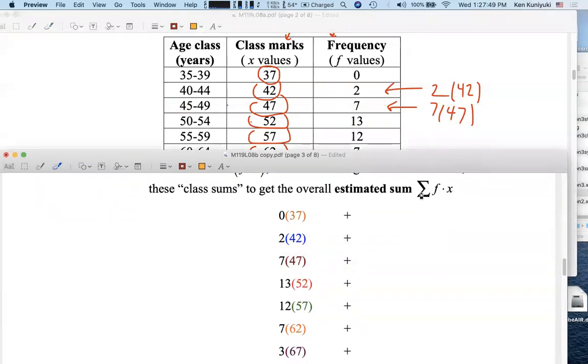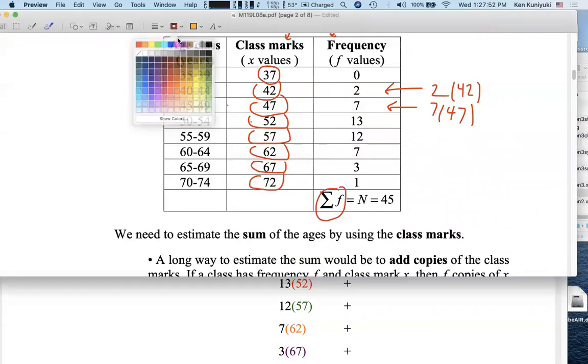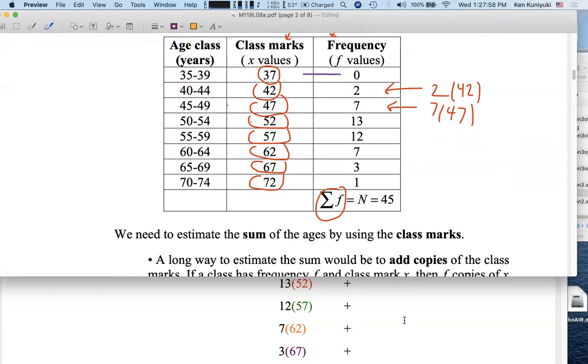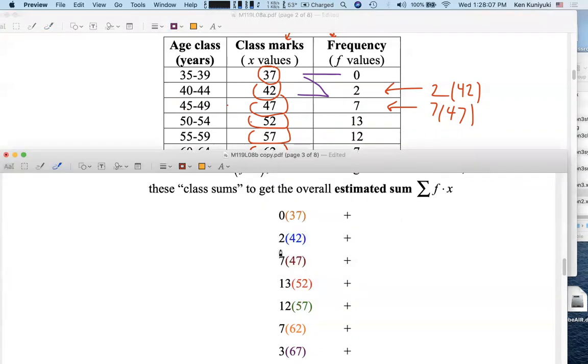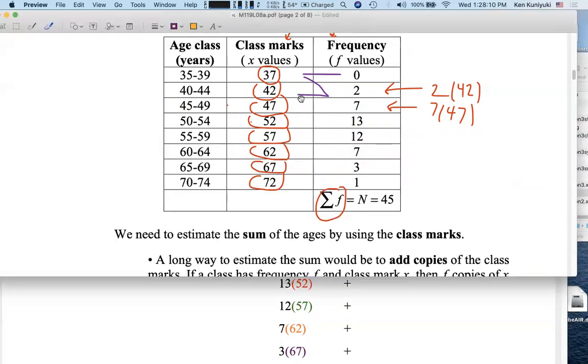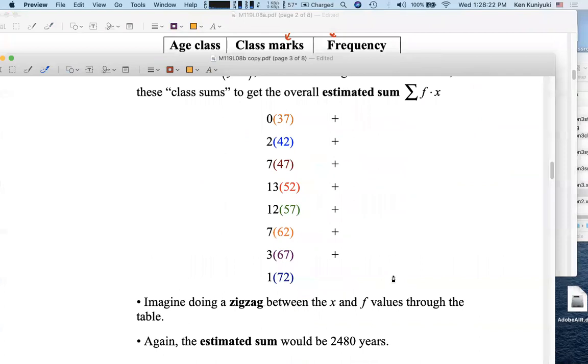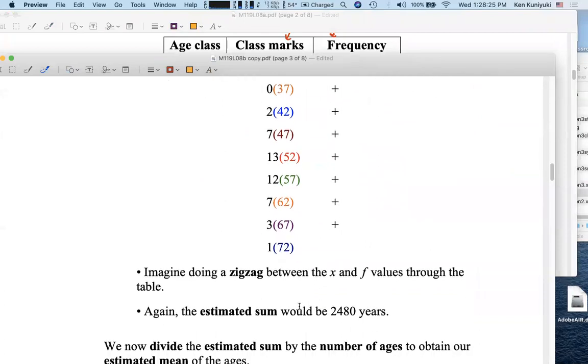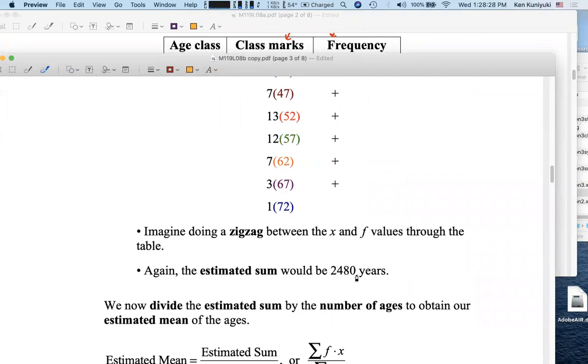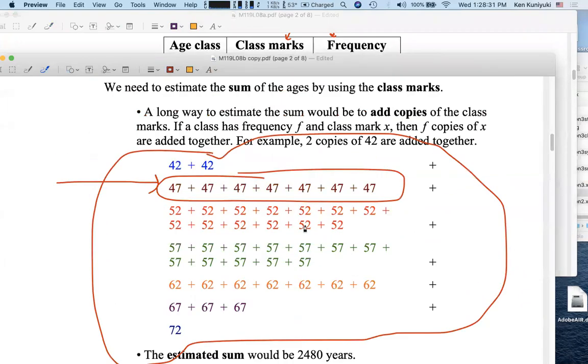So how do we get our estimated sum? We do 0 times 37, well, that's 0 anyway, okay, plus 2 times 42, that's 84. That's our estimate for the sum of the ages in the second class, 2 times 42, plus 7 times 47, plus 13 times 52, plus this times this, plus this times this, plus this times this, plus this times this. And then you'll get our estimated sum. All right. So by doing this zigzag, we obtain an estimated sum, again, of 2,480 years. The exact same result as if we had done it this way.